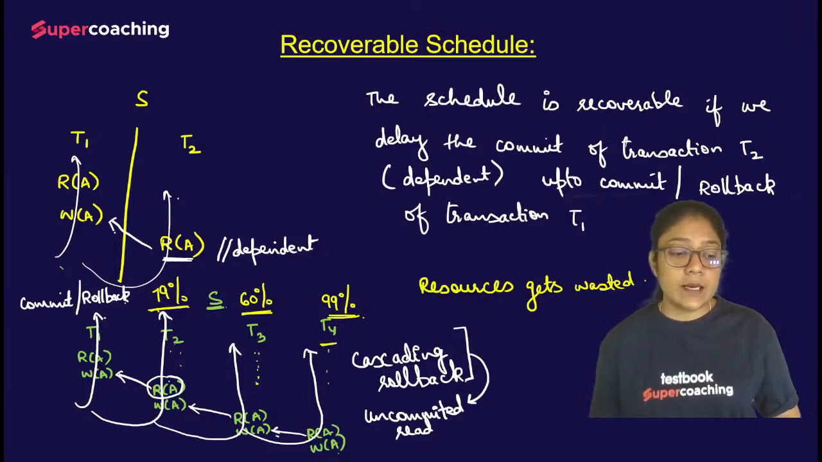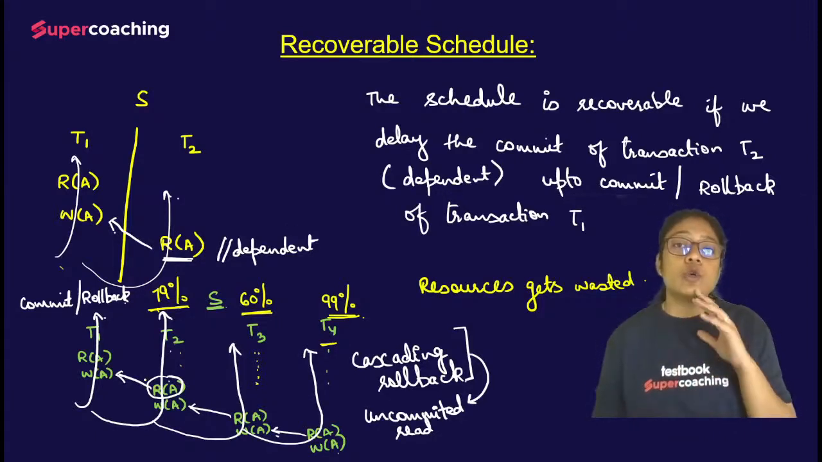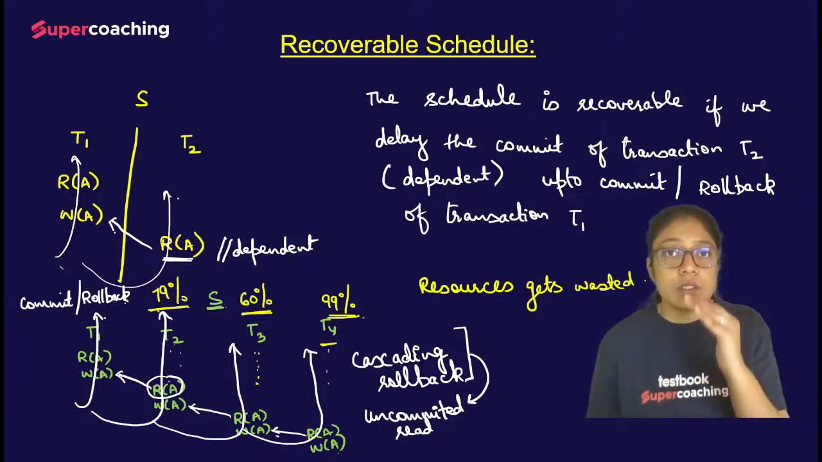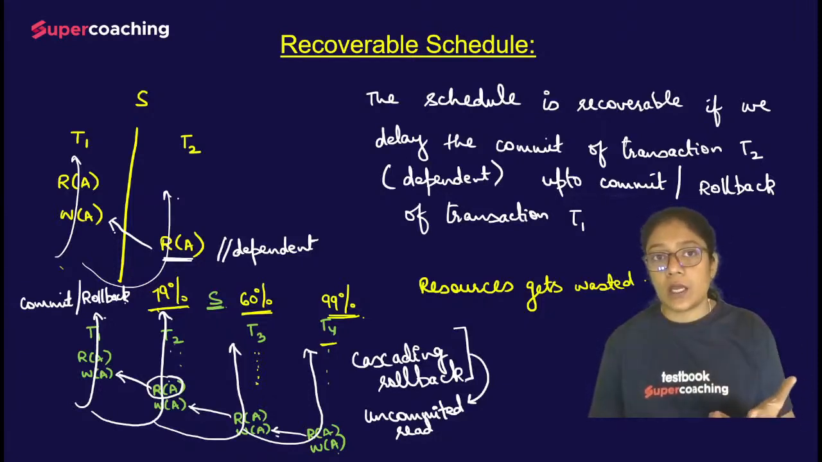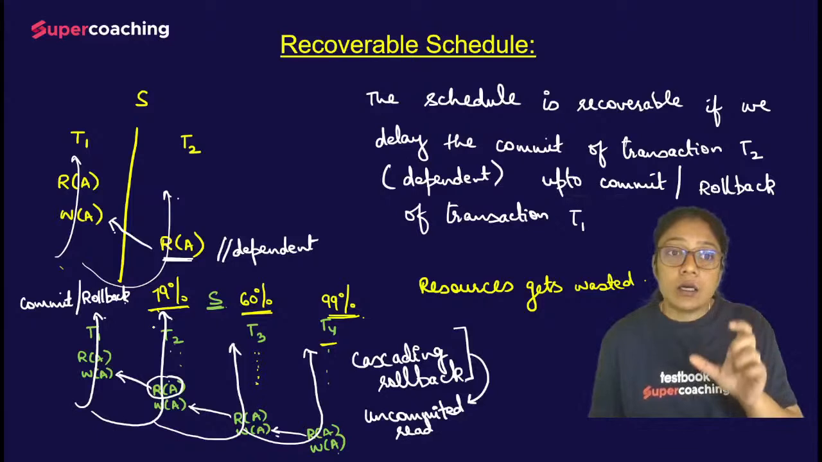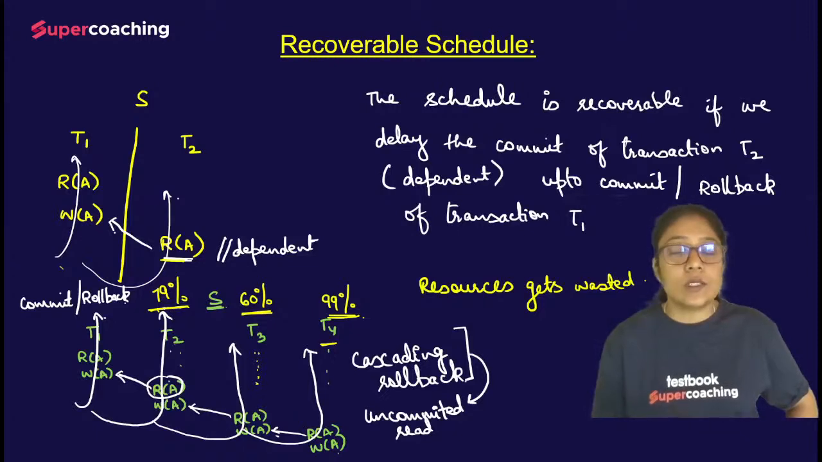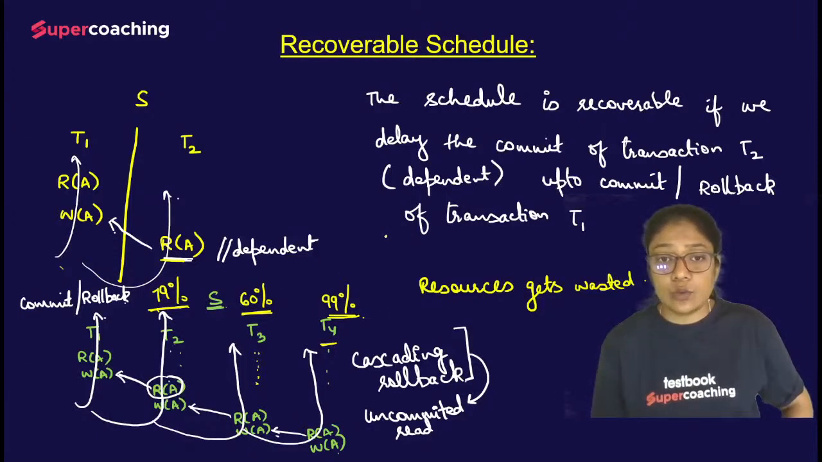Is the difference clear between recoverable and irrecoverable schedule? In an irrecoverable schedule, what is happening is that the dependent transaction gets committed first, because of which we are not able to roll back the transaction. But in a recoverable schedule, the dependent transaction will not commit until the main transaction commits, then we say this is a recoverable schedule. But the drawback is here, it may result into, not always, it may result into cascading rollback.